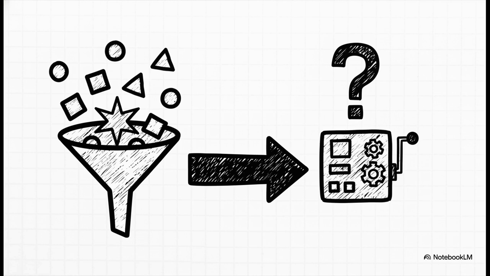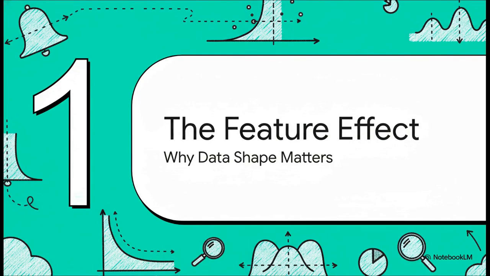I mean, think about it. If your features don't make the anomalies pop, your model is basically flying blind. The quality of what goes in completely dictates the quality of what comes out. Okay, so that leads us to our first really big idea, what I like to call the feature effect. We have to start by looking at the actual shape, the statistical distribution of our data. And trust me, it matters a whole lot more than you might think.